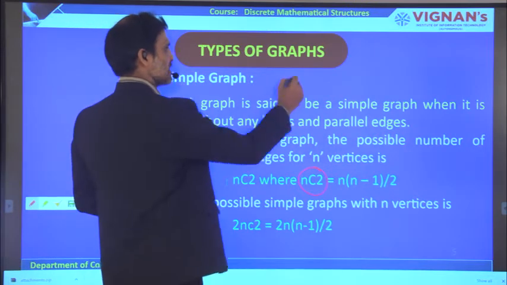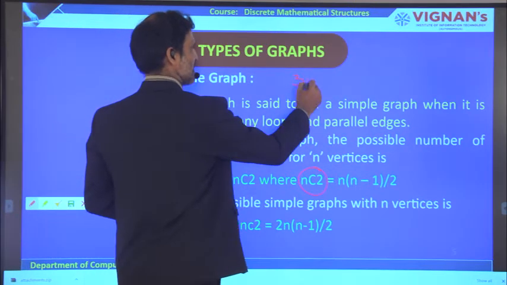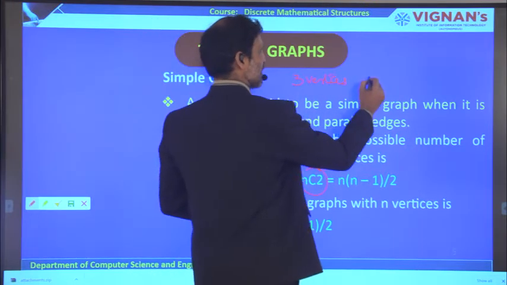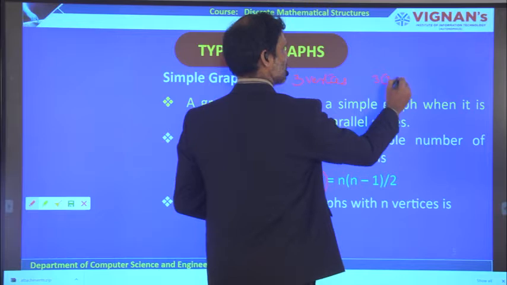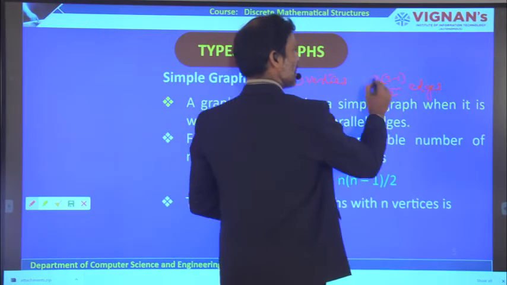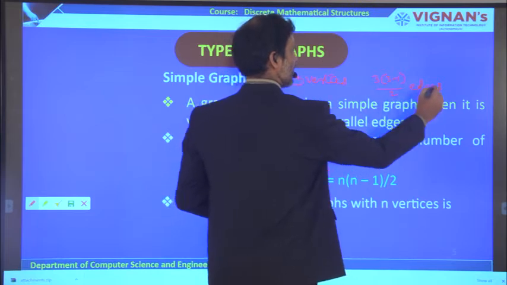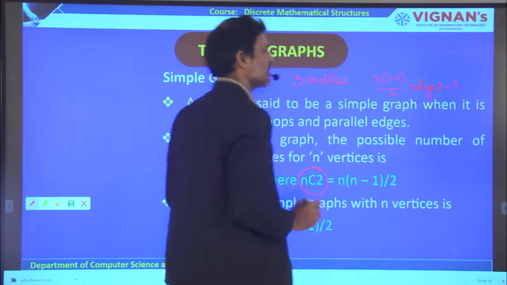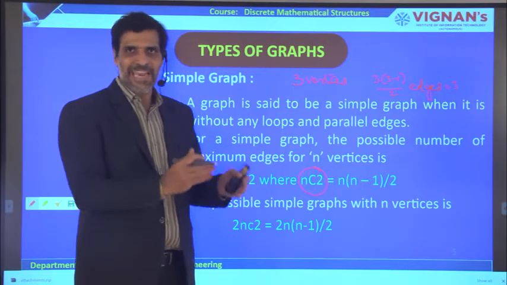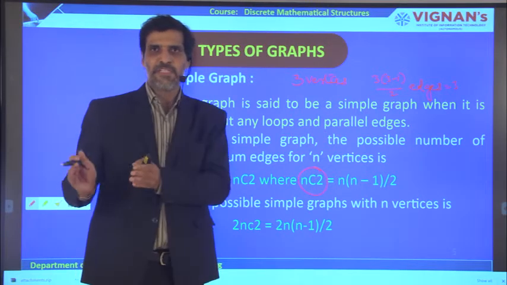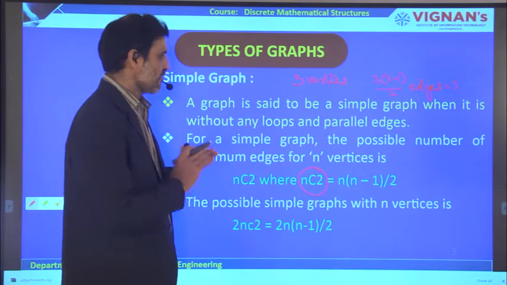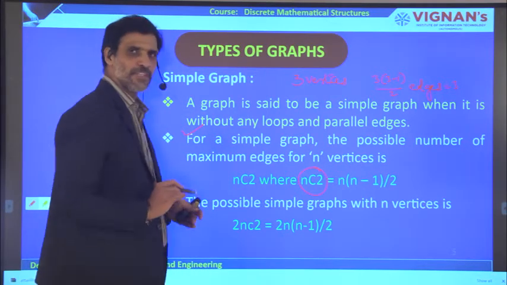Previously we have seen a graph which contained 3 vertices. So the number of edges is 3 into (3 minus 1) by 2, which is 3 into 2 by 2, which is equal to 3. So if a simple graph consists of n vertices, then the number of edges can be obtained by n(n-1)/2. That is the first property of the simple graph.